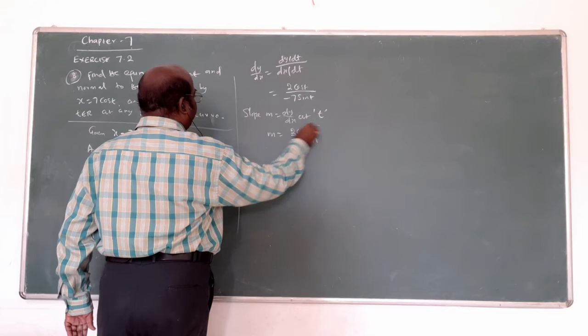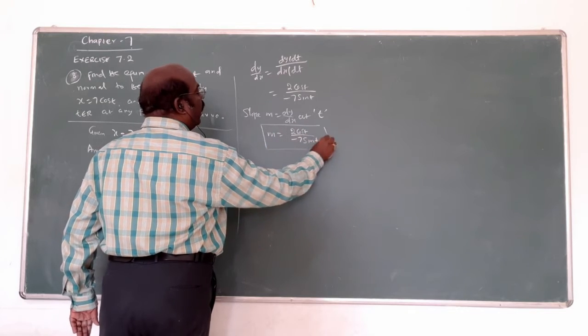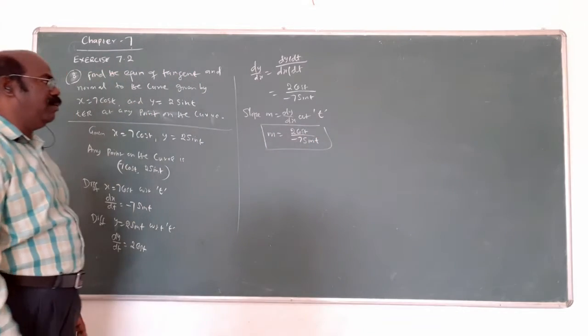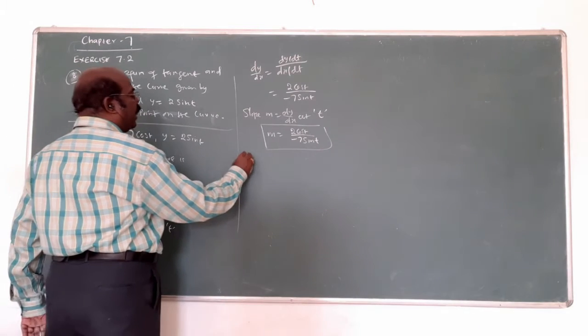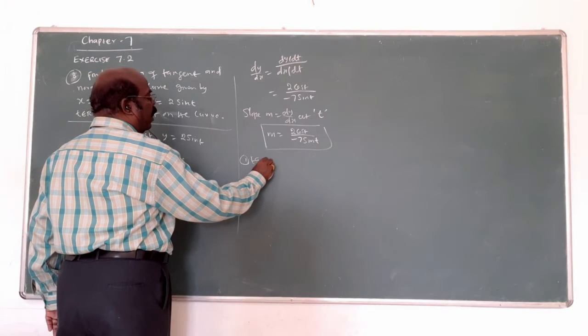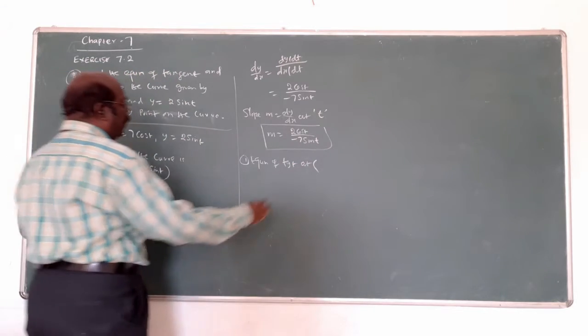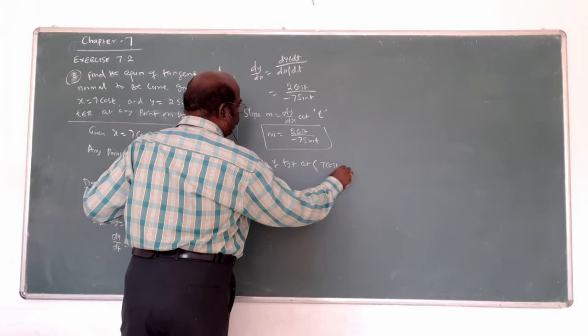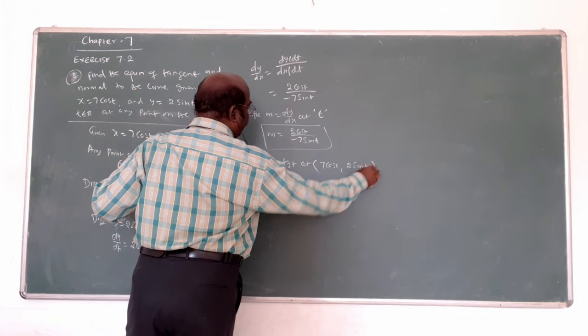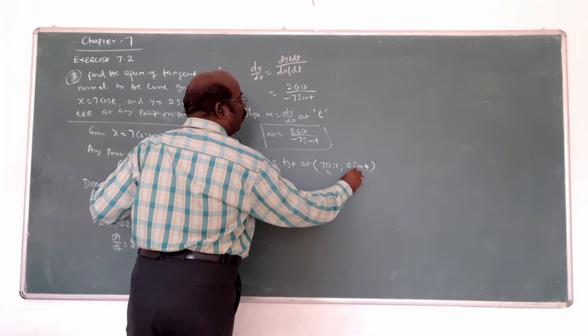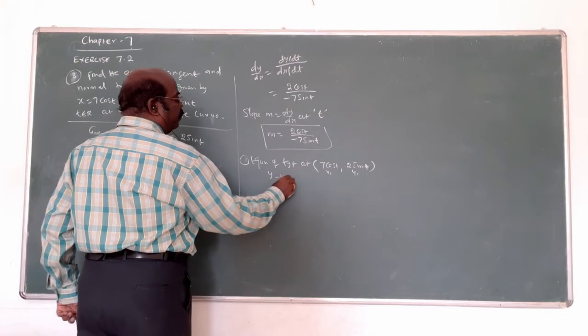Suppose a t value is given to me, then we substitute the t value. But here, we need not put in the t value. Now, what is the first part asking? The equation of the tangent at the point (7 cos t, 2 sin t). Let it be (x1, y1). Am I correct? This is the formula.